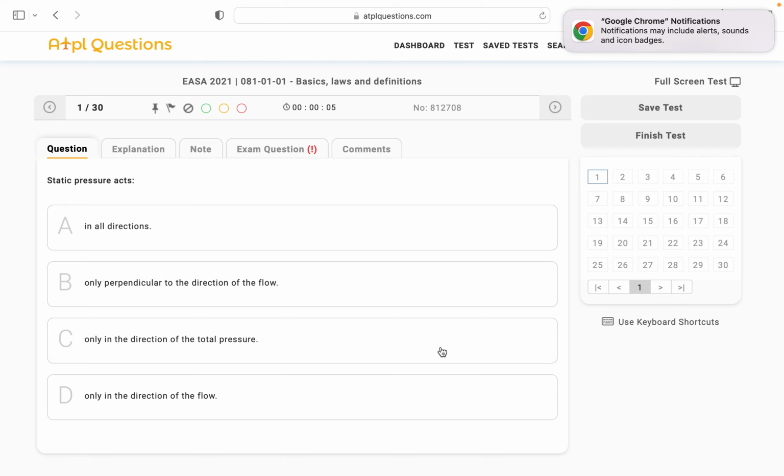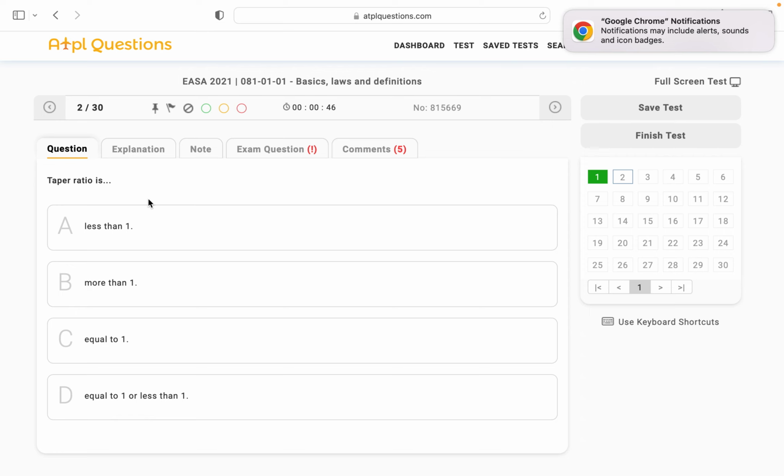Static pressure acts a) in all directions. This is obviously the correct answer. Let's see also the rest of them: only perpendicular to the direction of the flow, only in the direction of the total pressure, only in the direction of the flow. Of course, this is the correct answer according to our theory, but whenever you see the word "only" or "always", it must ring a bell that this answer may be wrong. So, for question 1, A, in all directions.